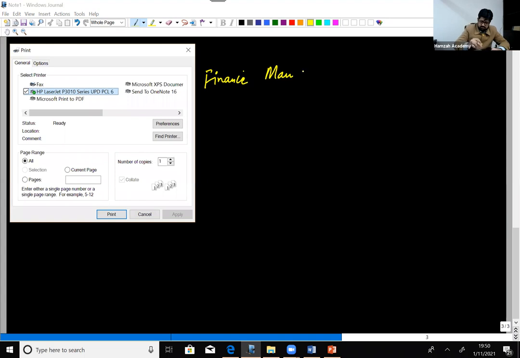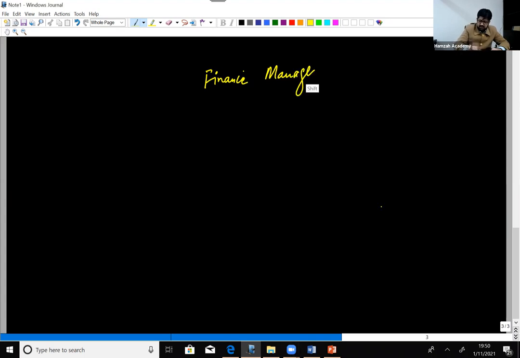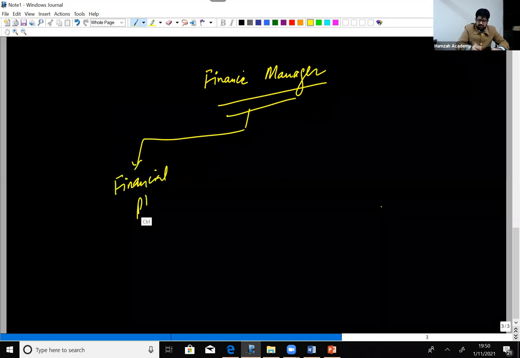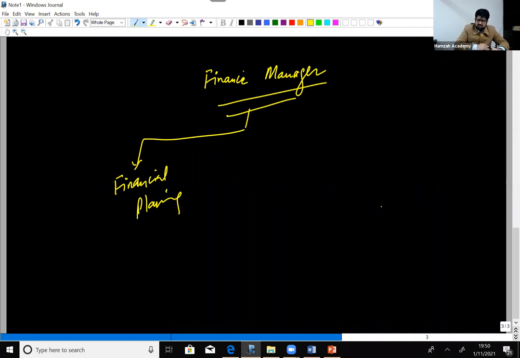So let us proceed. Students, a finance manager has to perform three types of job. Number one is financial planning for the business: what will be the cash required in the future? What will be the funds required? What will be the source of funds? How will they be obtained? How will the project run? And then is financial control.